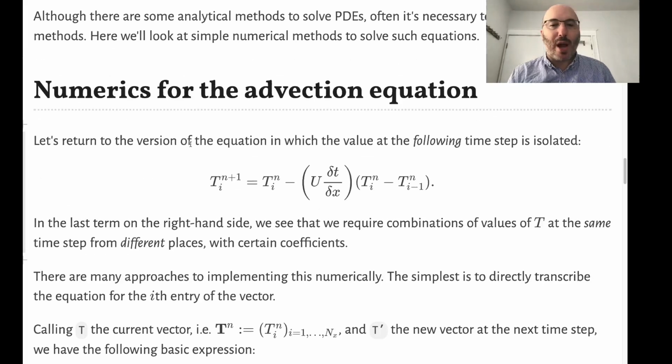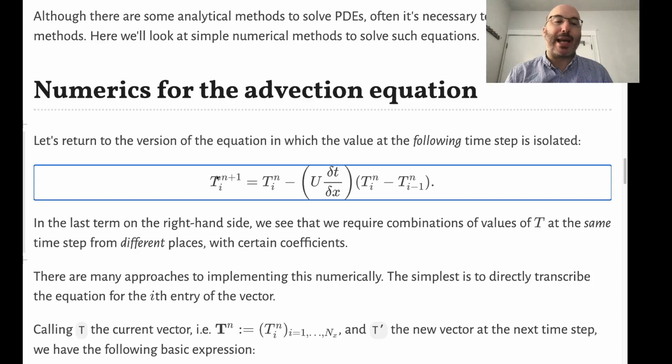Actually, we already arrived at one particular numerical method, which was this one, which tells me the time evolution. On the left-hand side, I have the value at cell number I at time n plus 1, and on the right-hand side, I have information that's only at time n.